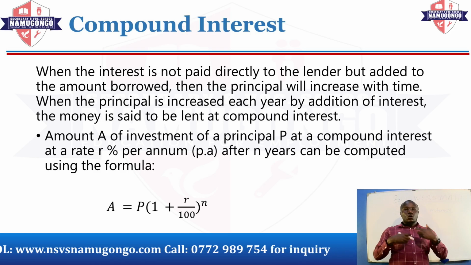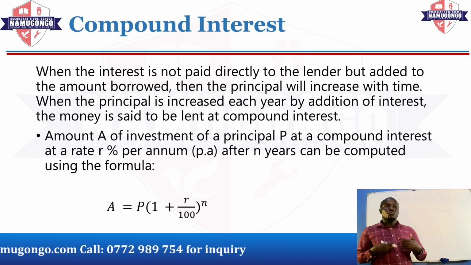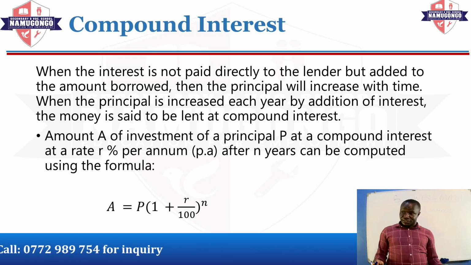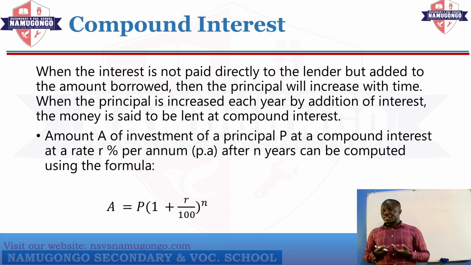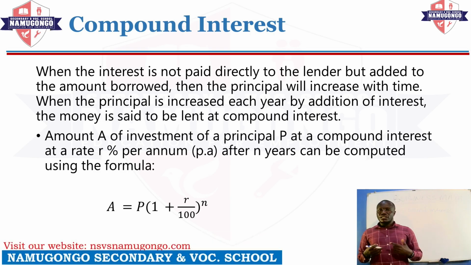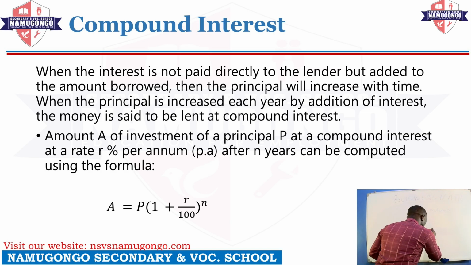Now, when we are computing compound interest, there is a formula that we use, and basically that is what you need to master. When you use that formula, it gives us the amount of money that someone will have after a certain period of time. And this formula is A, which stands for amount, is equal to principal P into 1 plus R over 100, then you put this in brackets, the whole of it raised to the power of N.